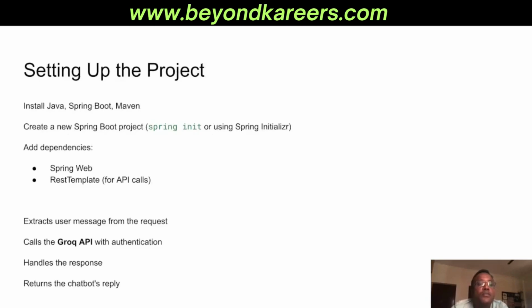Okay, so how do you start this? You set up the project, install Java, Spring Boot, Maven, and then you're going to create the Spring Boot project using the Spring Initializer, and then add dependencies, Spring Web, REST templates. We are not going into detail about Spring Boot at this point because that's not in the scope, but we are going to show how to create the API and then how you call that. So that's the scope of this exercise.